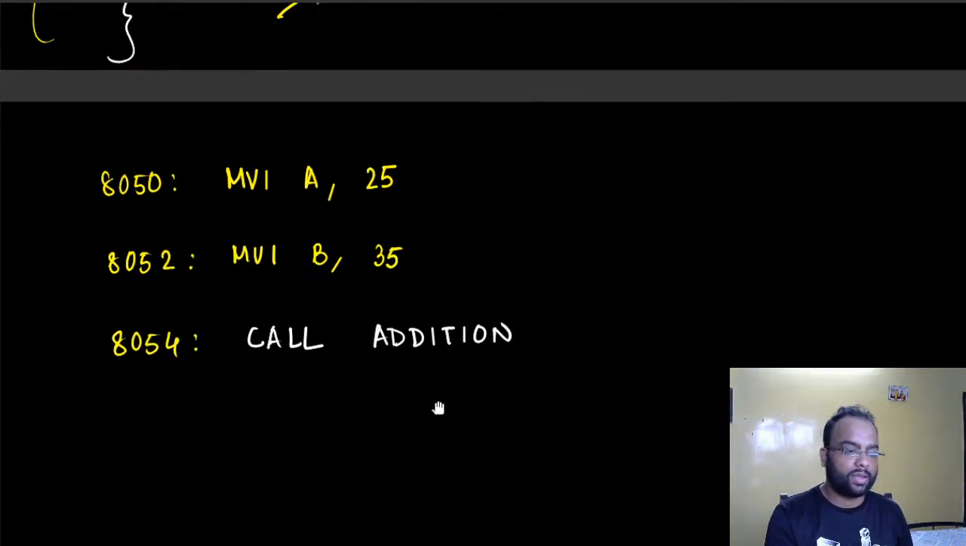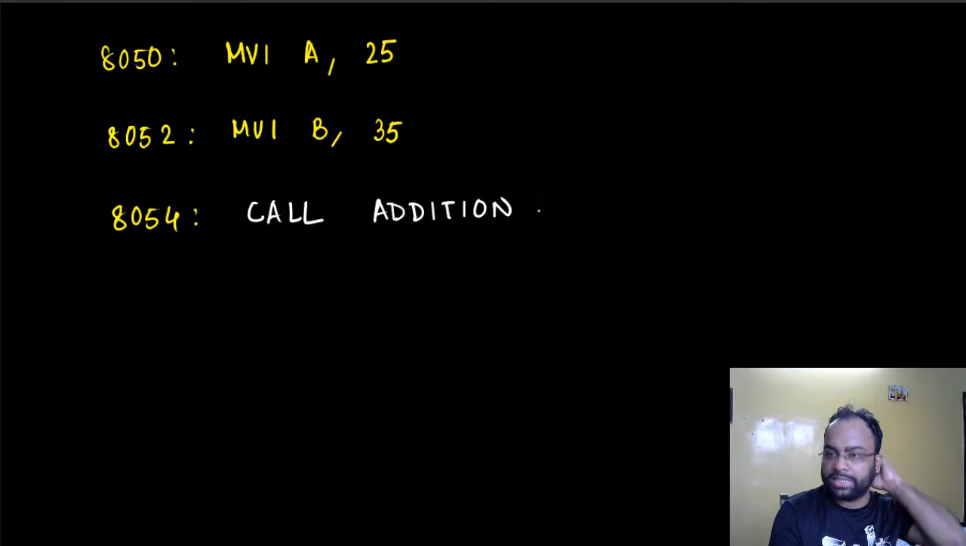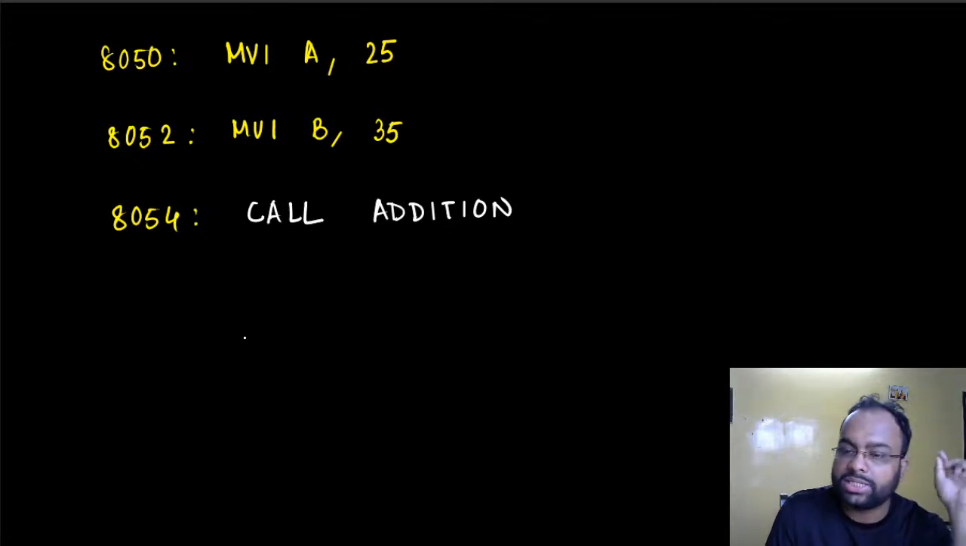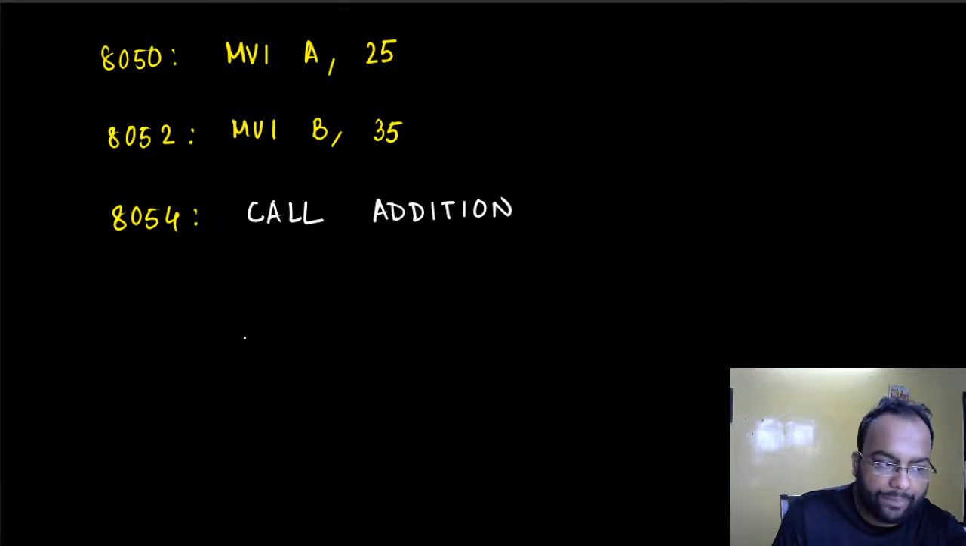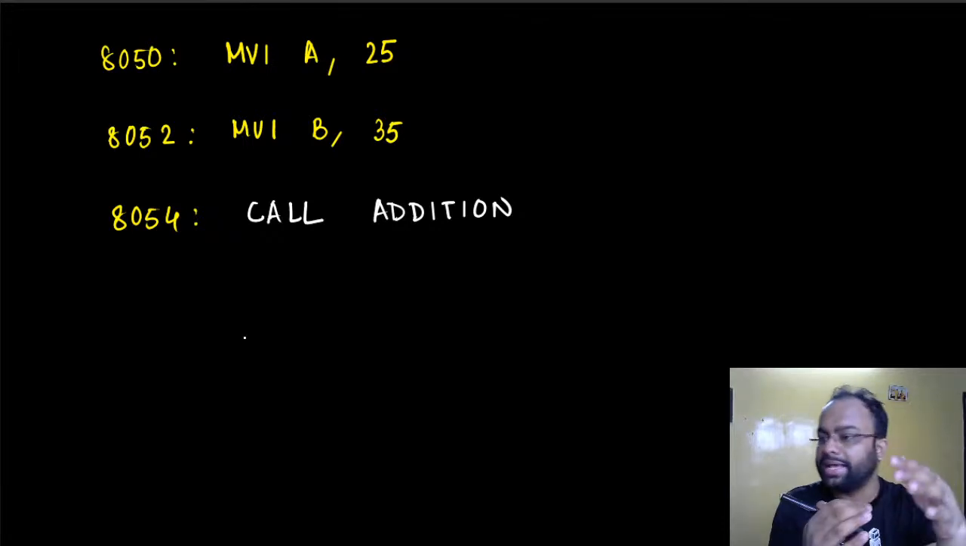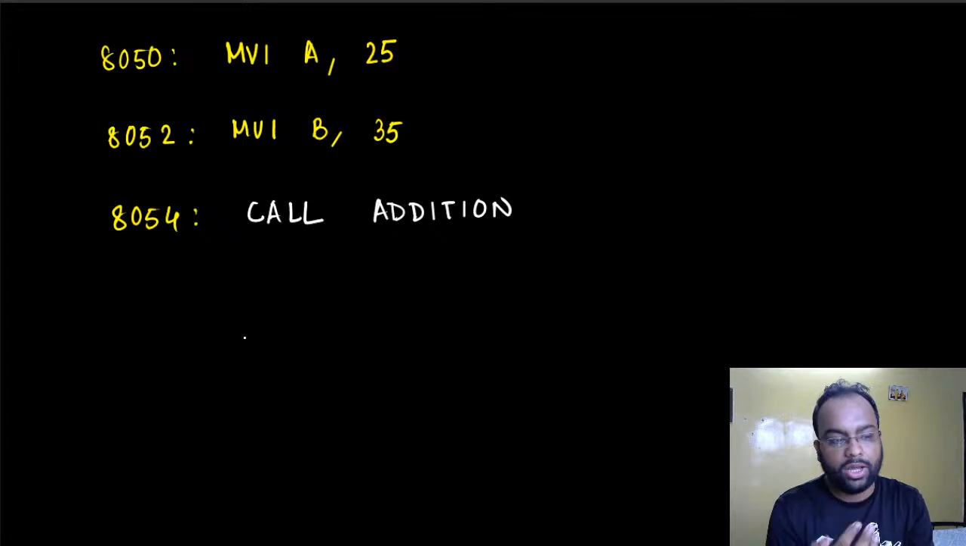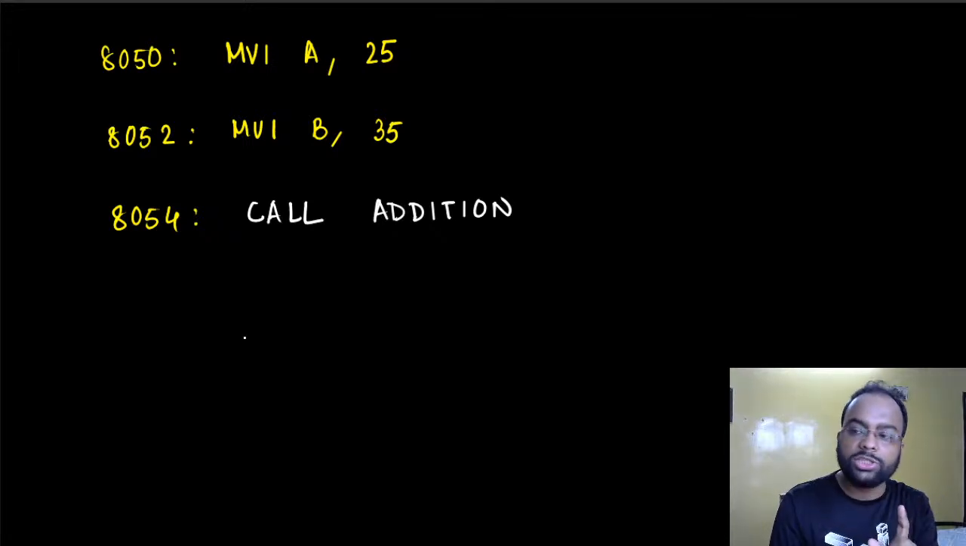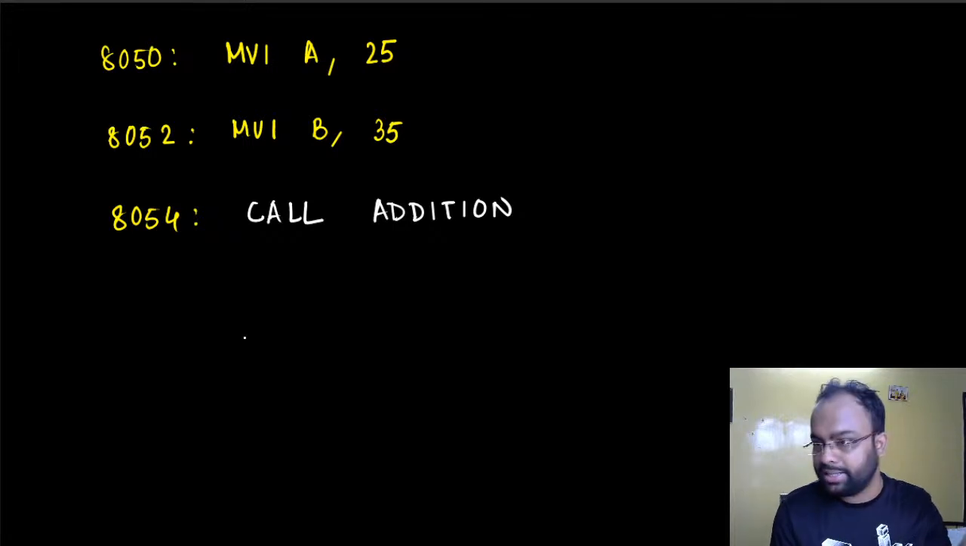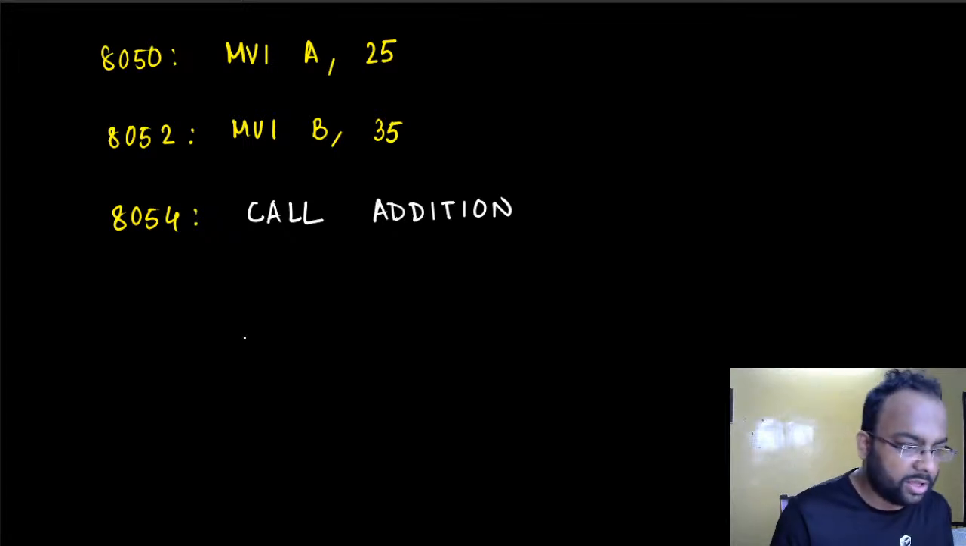Now I'm going to call addition, and this call instruction is very much like a jump instruction. You shall soon see why. It's very much like a jump instruction, with certain advantages. Jump instructions only let you jump around within a main program, but a call instruction will let you go outside the main program, and that's the purpose of a call instruction, to be very specific.